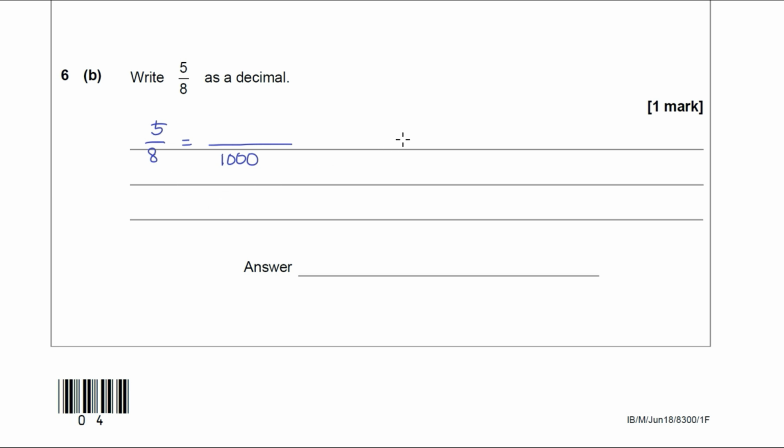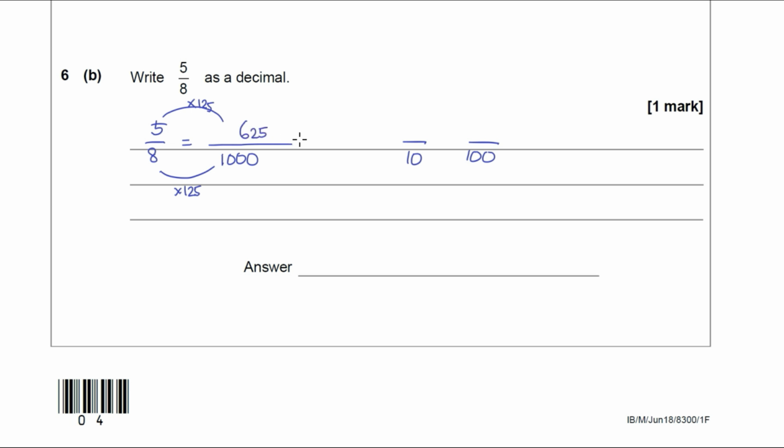Because if you want to make it a 10, it's not possible because 10 is not a multiple of 8. Or if you want to make it into 100, again 100 is not a multiple of 8, so it's not possible. But 1,000 is a multiple of 8. So if you multiply 8 by 125, you get 1,000. That means you multiply 5 by 125 as well. You have to multiply them by exactly the same number. So you get 625.